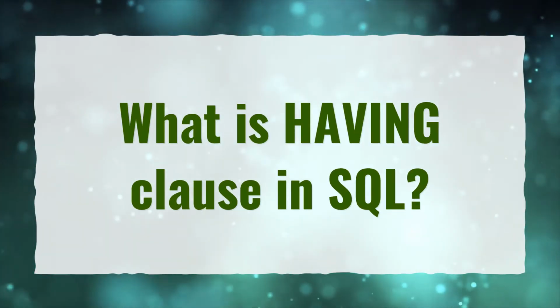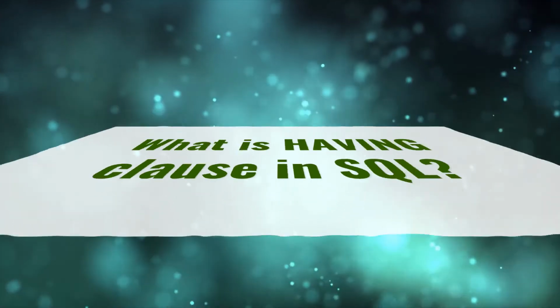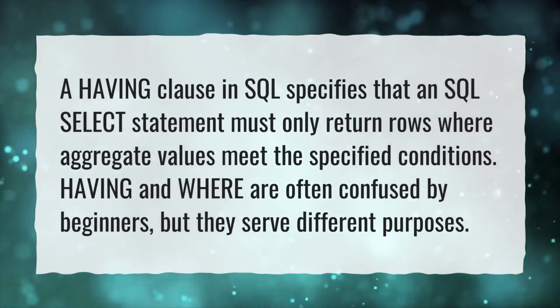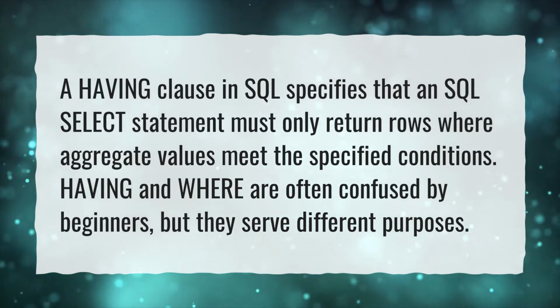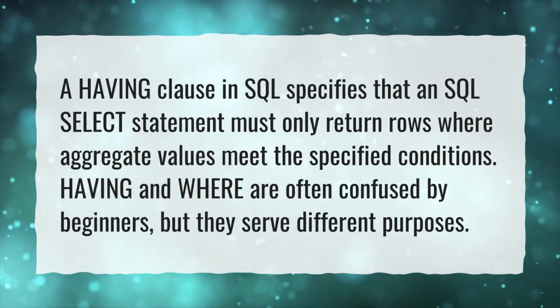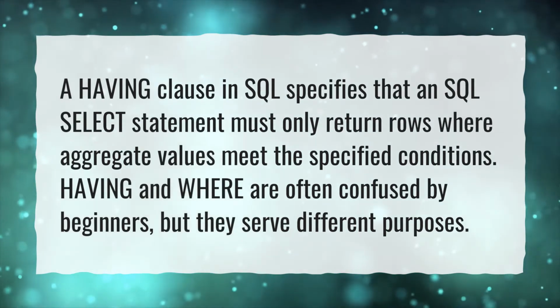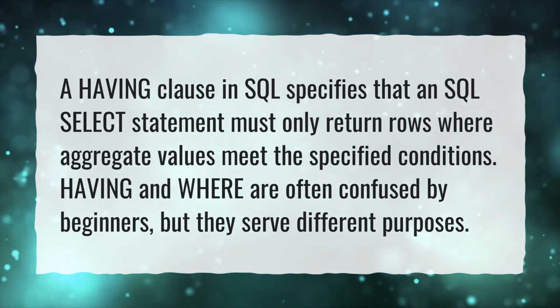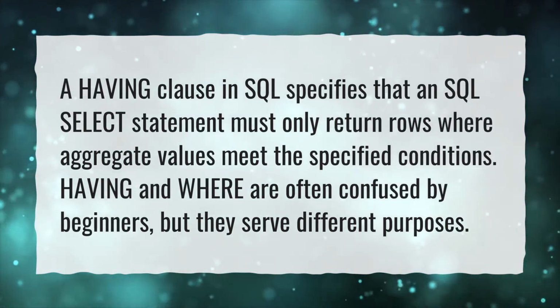What is having clause in SQL? A having clause in SQL specifies that an SQL select statement must only return rows where aggregate values meet the specified conditions. Having and where are often confused by beginners, but they serve different purposes.